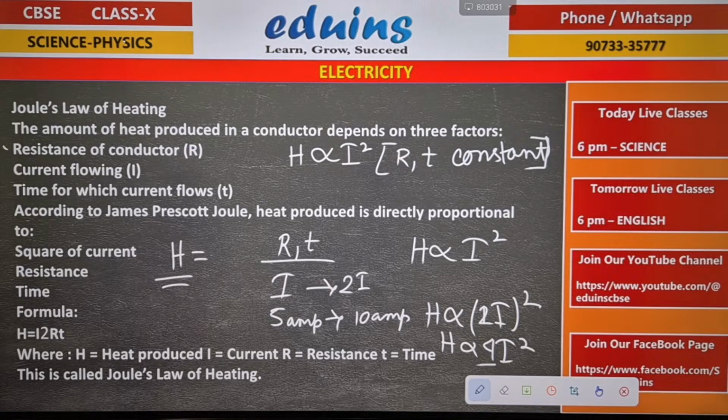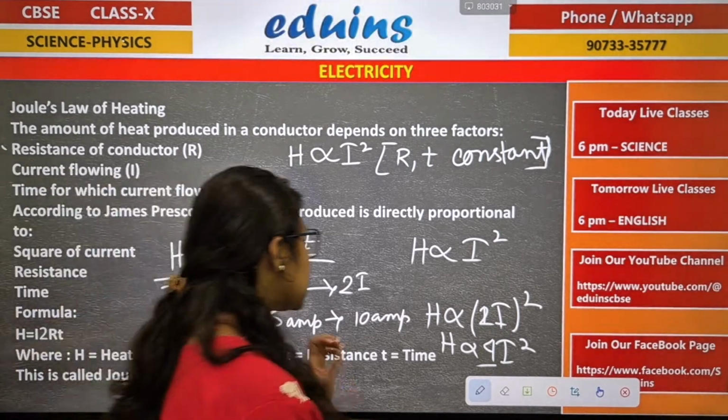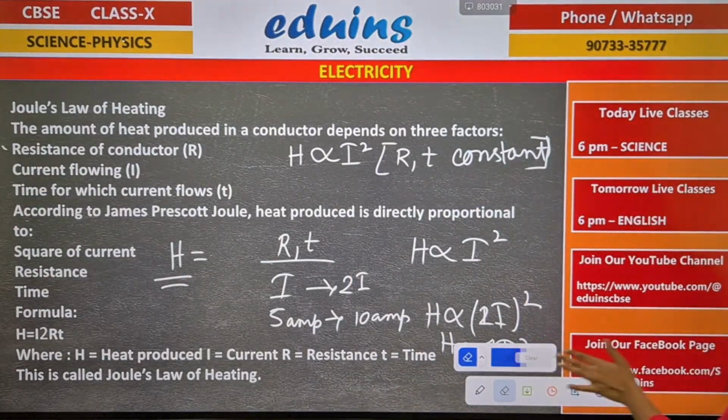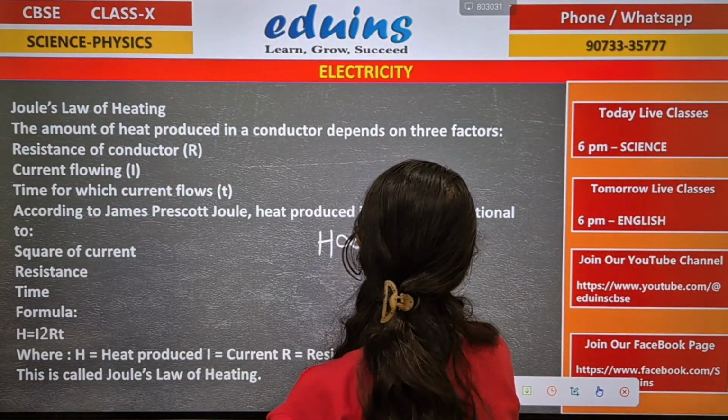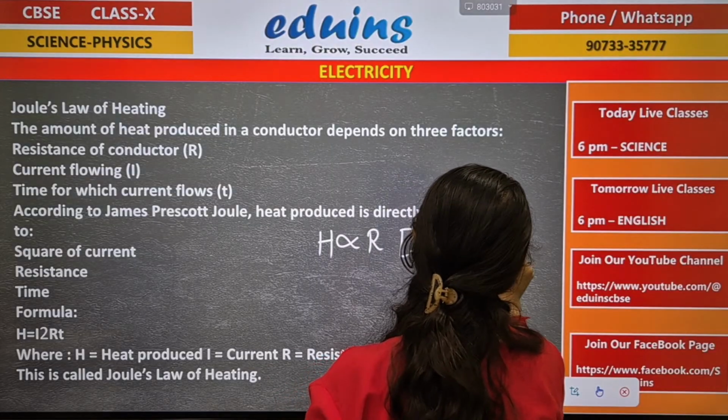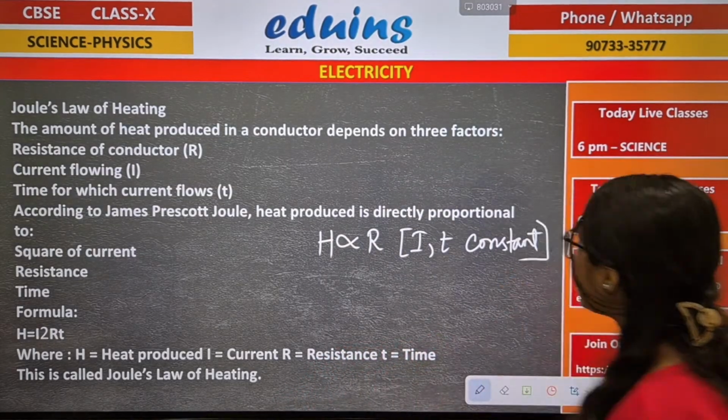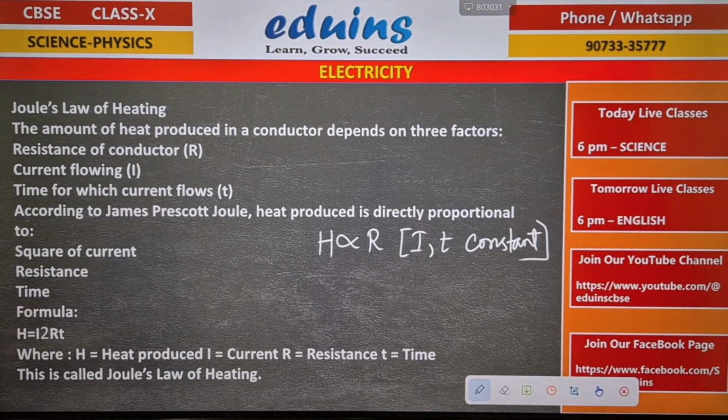So this is the dependency of the heating effect on the current flowing through the circuit. This is the first law of Joule. Now we have to know the second law. For the second law, we compare heat with the resistance when I and T are constant. When the current and the time of current flow are constant, then the induced heat is proportional to the resistance of the conductor. So this is the second law of Joule.